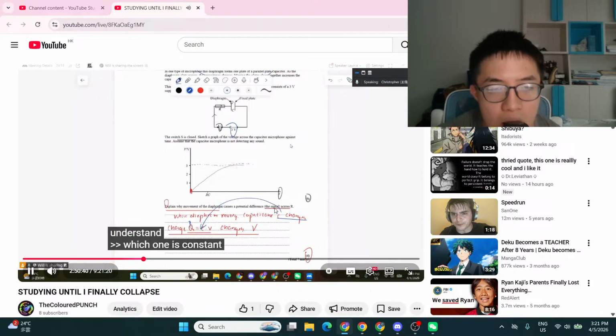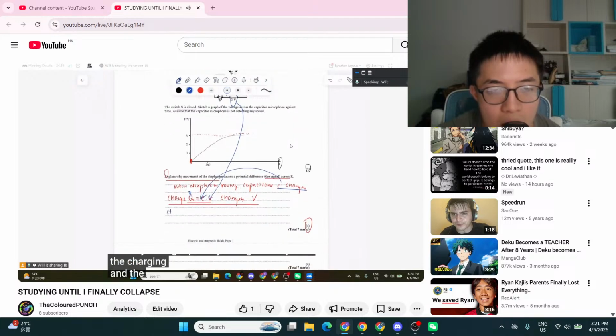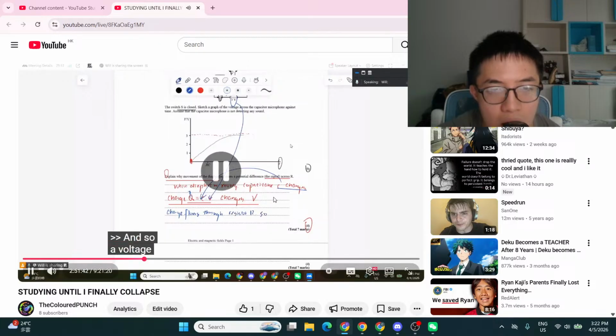Which one is constant? The potential V, because the question just told us the V is fixed. So the charge quantity will change. Using the formula, the charge equals the product of capacitance times potential. I change the capacitance, and when the potential is constant, the charge quantity changes. And the charge flows through resistor R, and so a voltage.